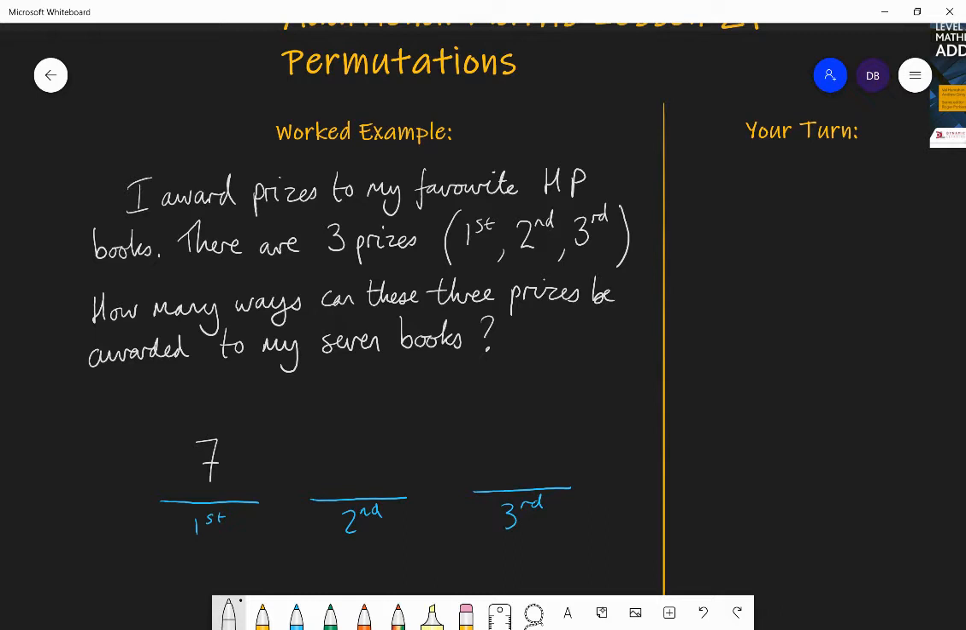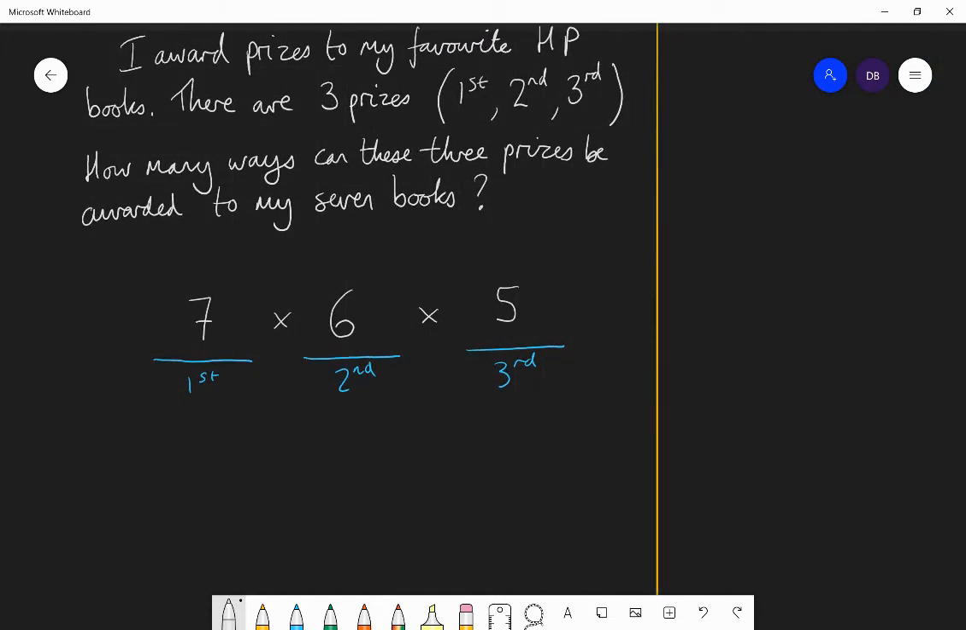For each of the possible choices I have for my first place, I then have six choices left for my second place. And for each of those choices I then have five choices for my third place. So 7 times 6 times 5 will give us our answer. But the calculation we could do very quickly on our calculator is simply, from 7 books, I want the number of permutations of 3.